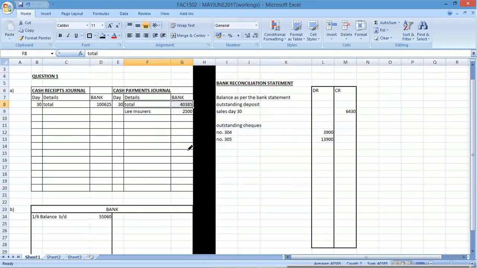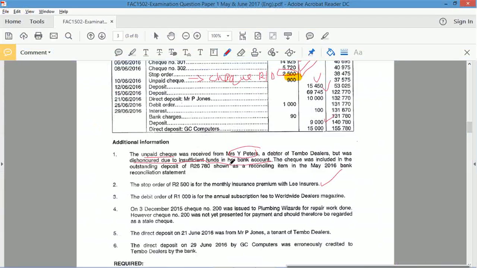Dishonored checks always go where? Cash payments. This was a dishonored check. You can write dishonored check if you want to. 900. Okay, there's the 900. Now we can tick it. It's a dishonored check. Okay, we've ticked that. We haven't ticked this.